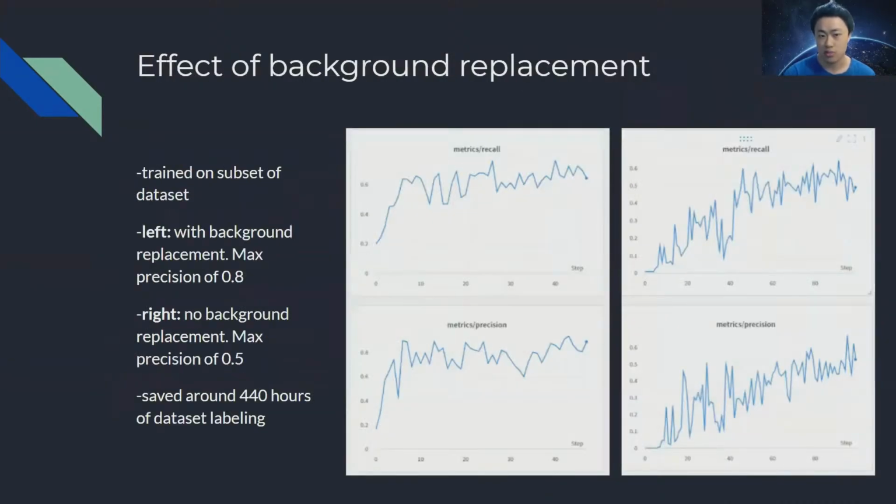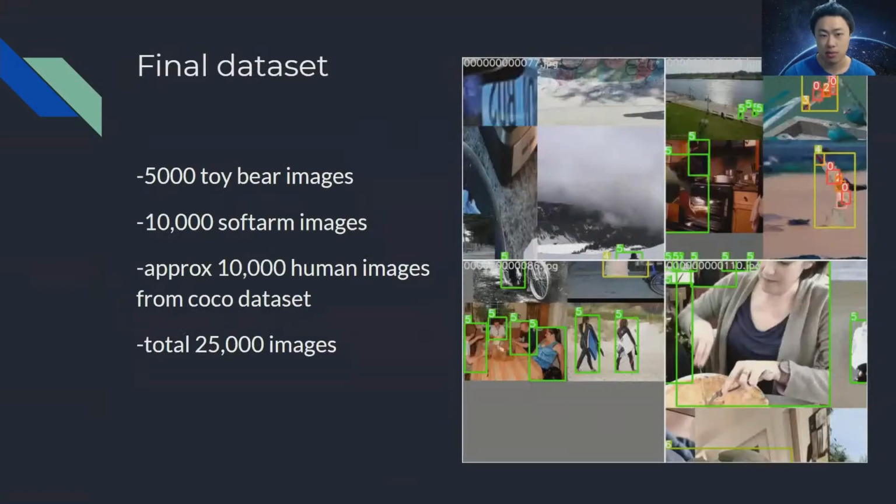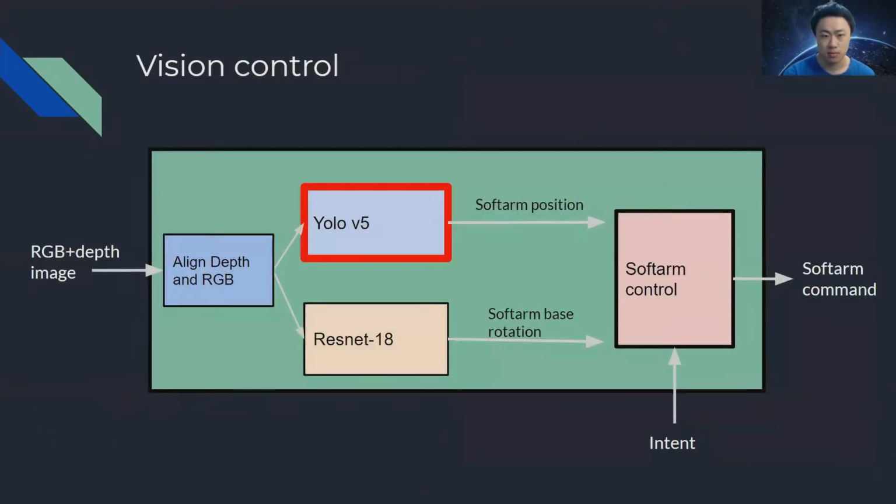I did a brief ablation study on a small subset of our dataset, and I found that there was about 0.3 improvement in precision compared to no background replacement. I estimate this saved us about 440 hours of data labeling. Our final dataset comprised of 5,000 toy bear images, 10,000 soft arm images, and 10,000 human images straight from the COCO dataset. Now I'll talk about YOLO v5.